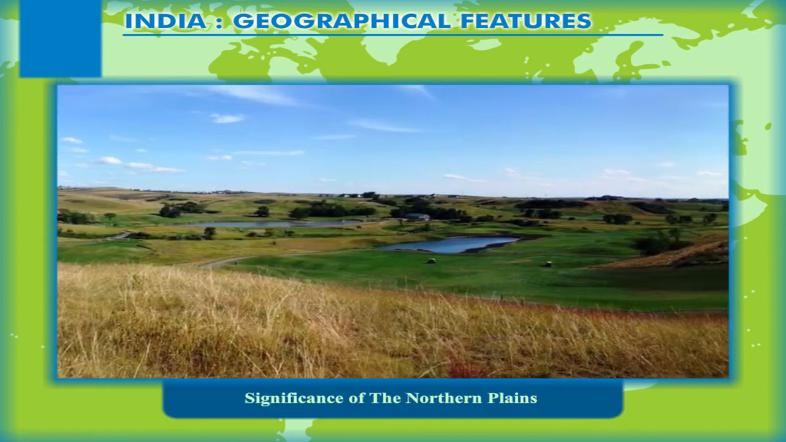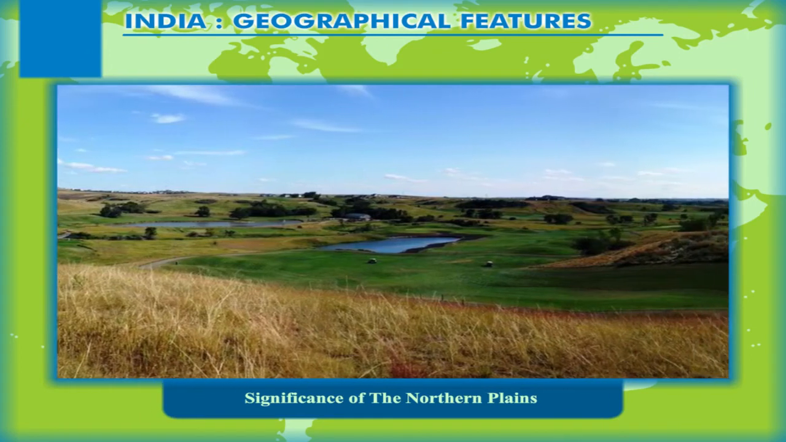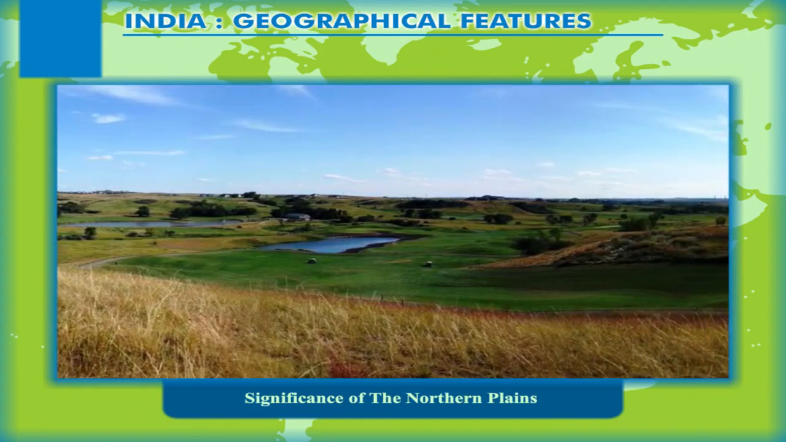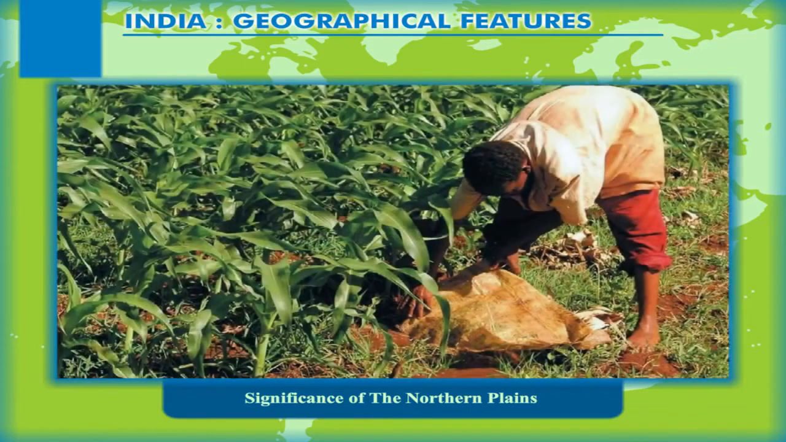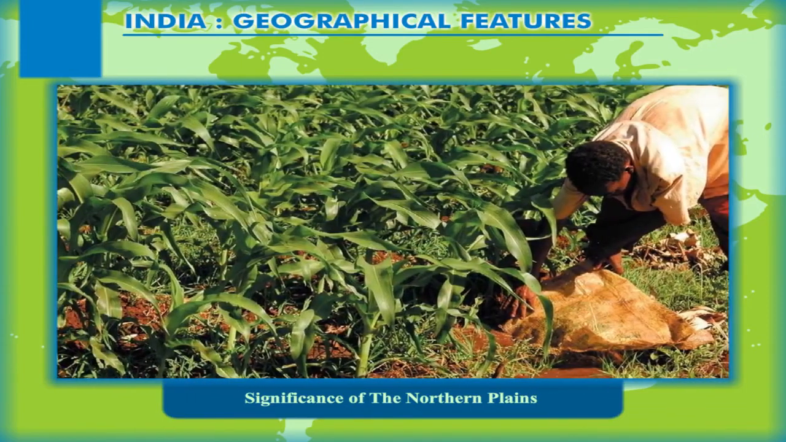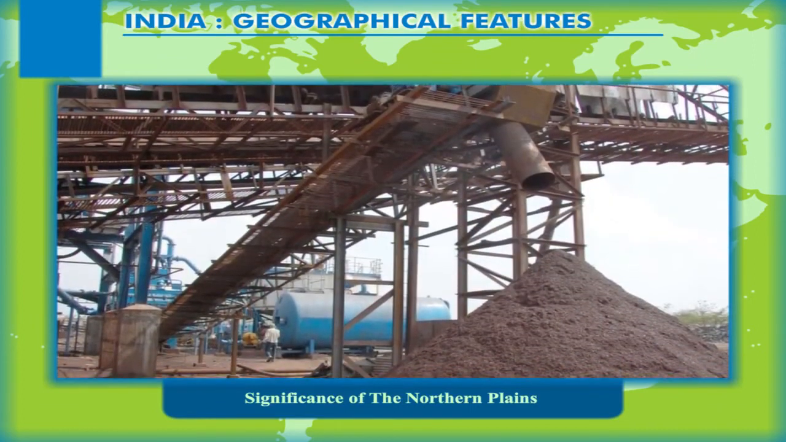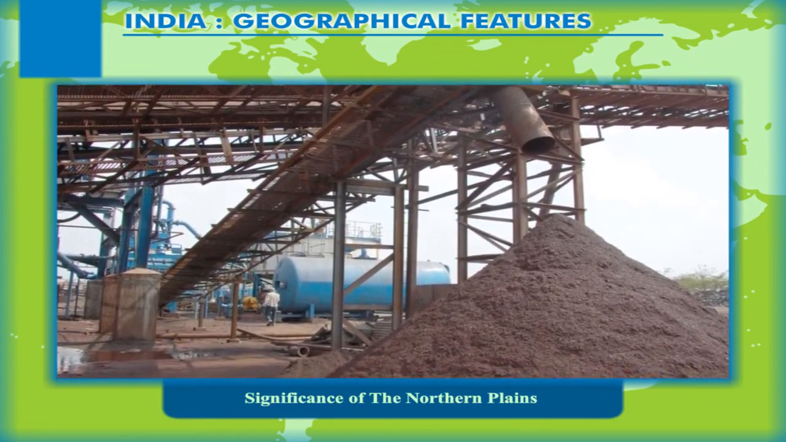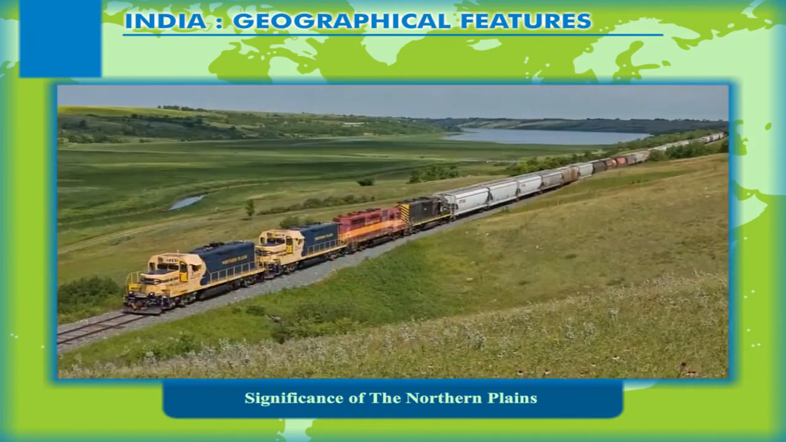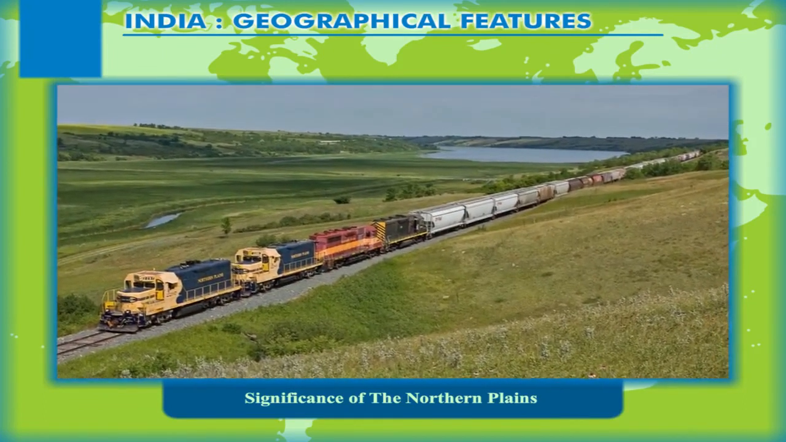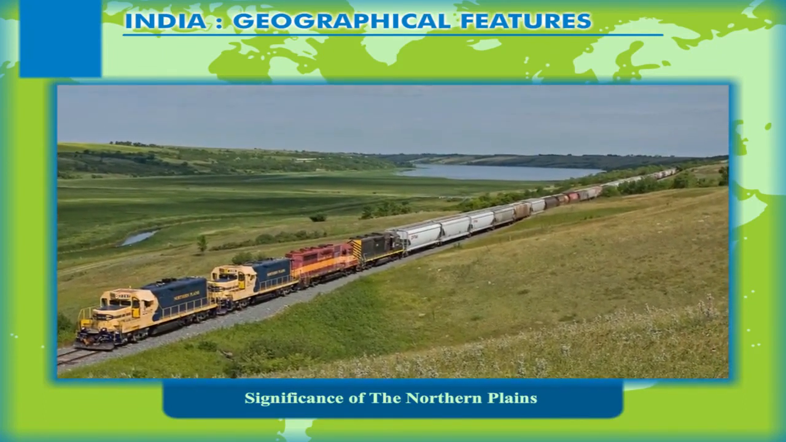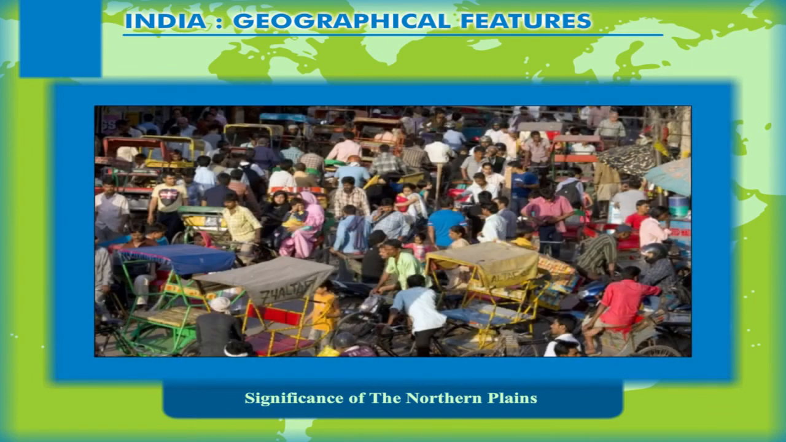Significance of the Northern Plains. The Northern Plains are made up of fertile alluvial soil brought down by the rivers. Hence, they are suitable for the development of agricultural activities. The flat terrain of plains supports the growth of industries and a well-developed network of road and railways. These northern plains are densely populated. They have proved favorable for the growth of civilizations.